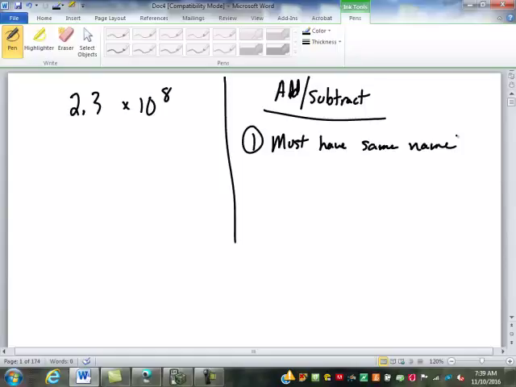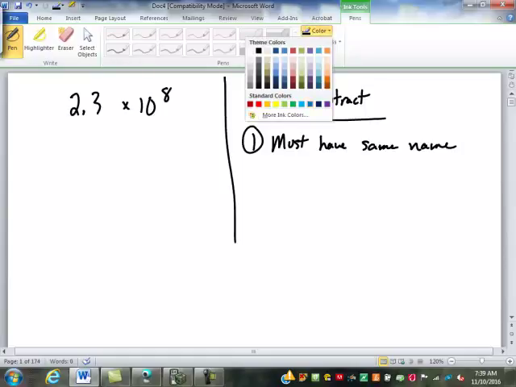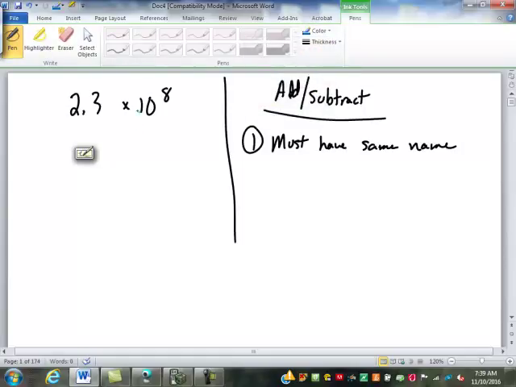In scientific notation, what part of that implies a place value? Remember from our number line yesterday, the 10 to the 8th was the place value. 10 to the 8th is actually the 100 millions. So in order to add numbers in scientific notation, they must have the same power of 10. Second, when we add or subtract, we always combine the counts, but we keep the same name.